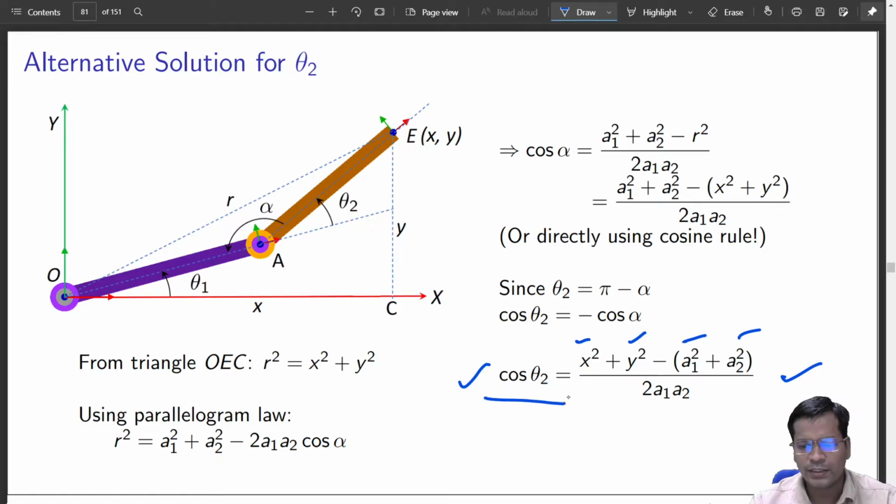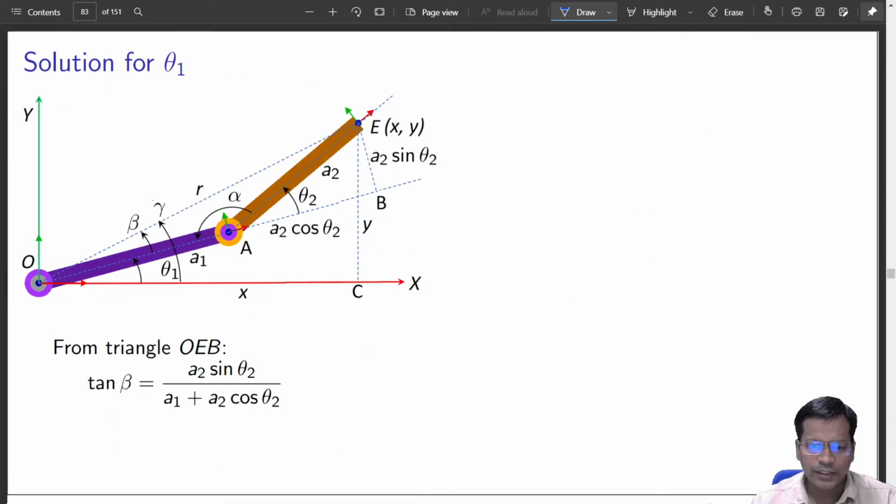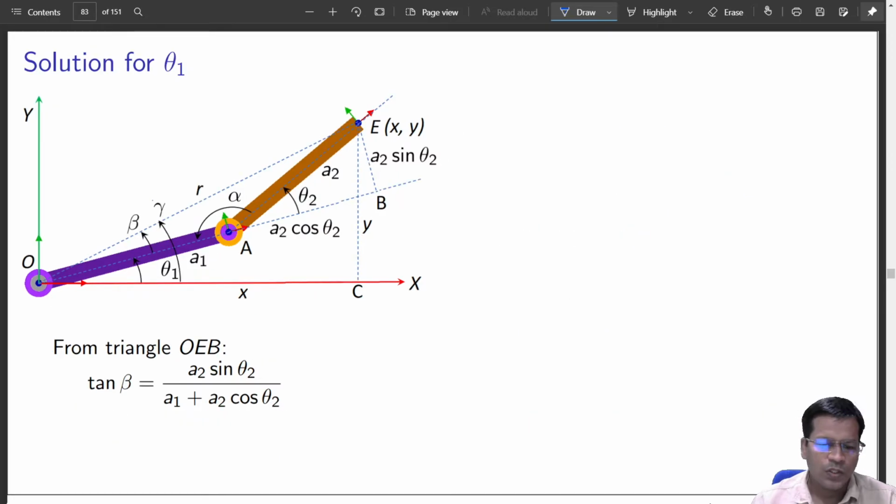So you extracted theta 2. This is theta 2, so cos inverse of this. Now taking it to a different level: solving for what? Solving for theta 1. Now that I know theta 2, I have extracted this, I want to find out theta 1. So now again using triangle OEB, this is an isolated triangle.